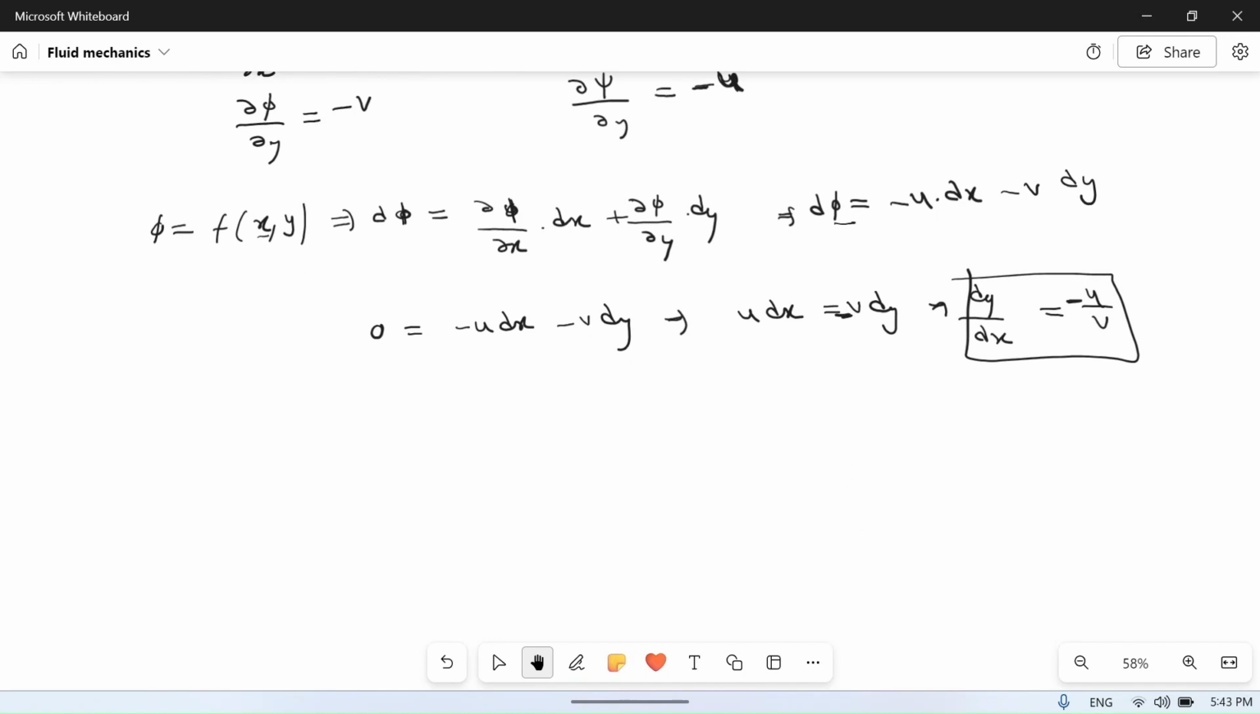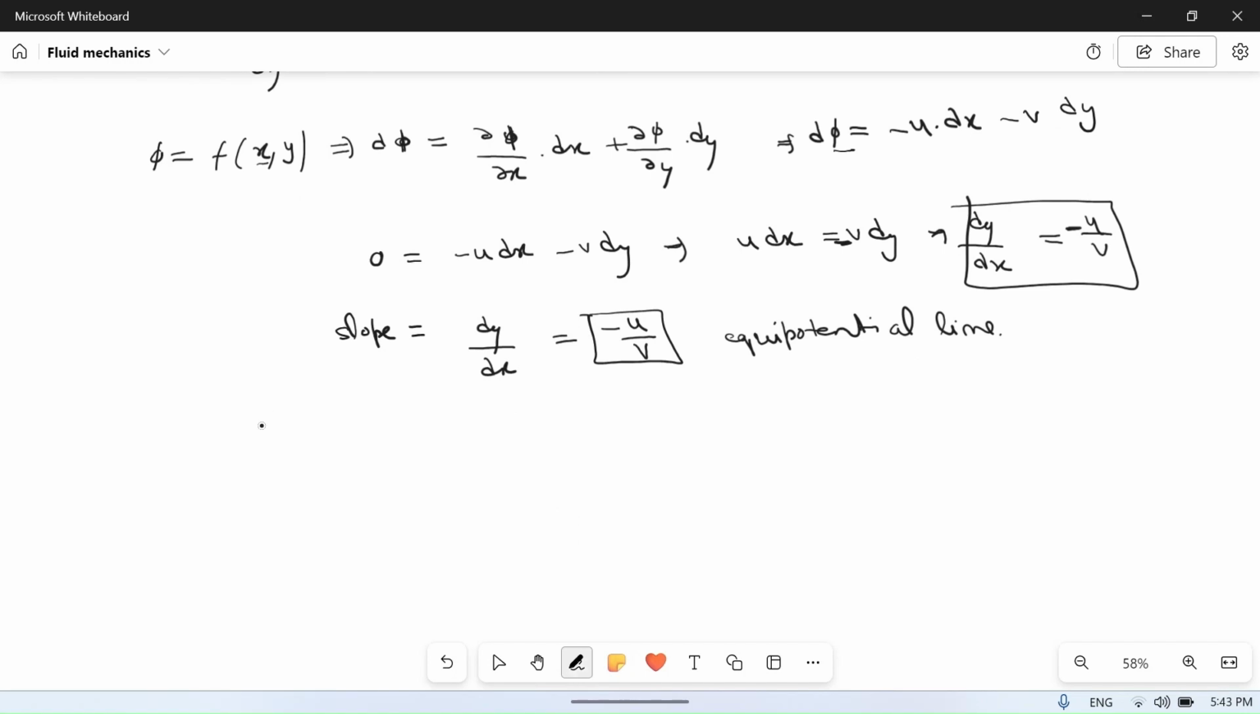Now dy by dx is slope, as we all know. Slope is equal to dy by dx, and it will be equal to minus u by v. Okay, and this is for equipotential line. And what is equipotential line? Line along which potential function is constant.